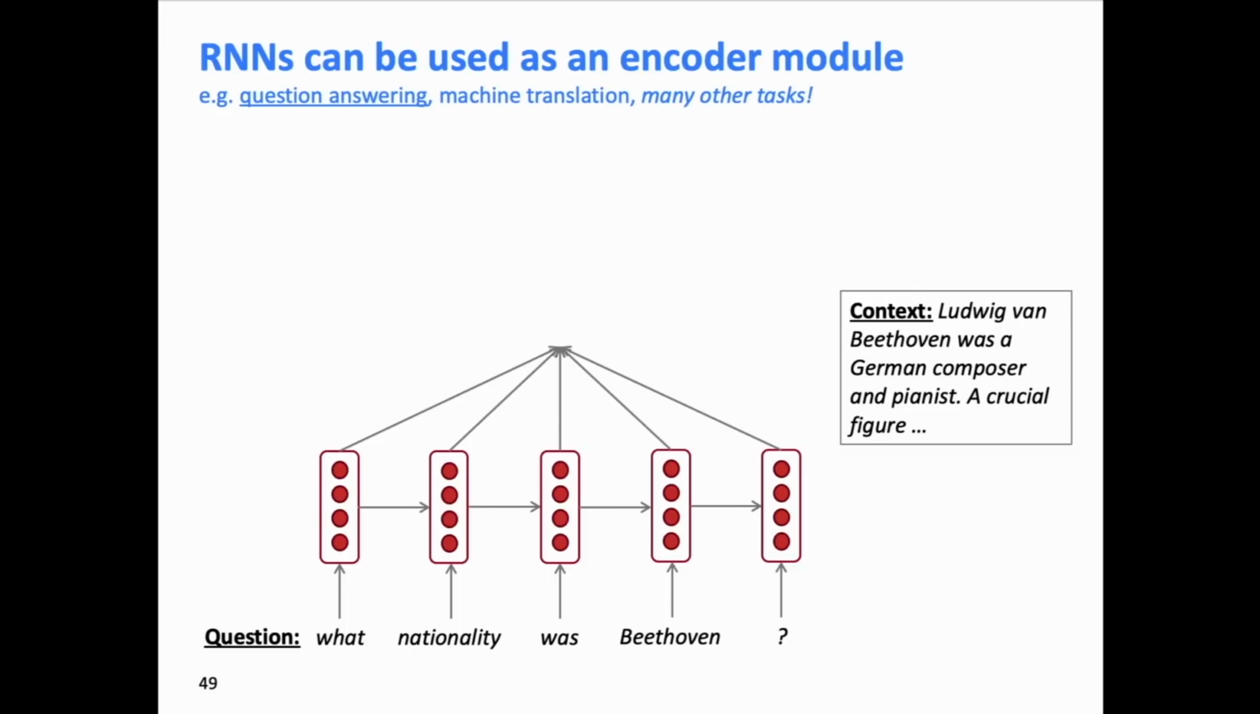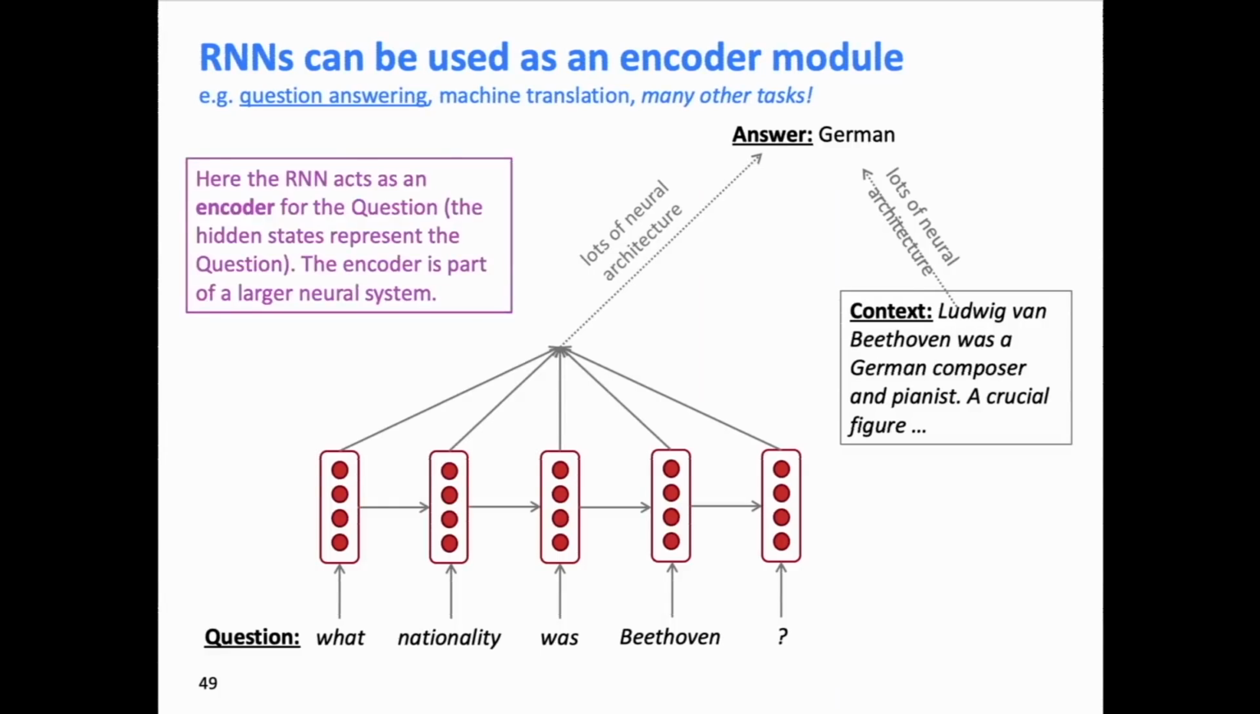So if you choose to do the default final project, you're going to be building systems that solve this problem. What you might do is use an RNN to process the question, "what nationality was Beethoven?" And then you might use those hidden states that you get from this RNN over the question as a representation of the question. I'm being intentionally vague here about what might happen next, but the idea is that both the context and the question are going to be fed in some way, and maybe you'll use an RNN on the context as well, and you're going to have lots more neural architecture in order to get your answer, which is German. So the point here is that the RNN is acting as an encoder for the question. That is, the hidden states that you get from running the RNN over the question represent the question.